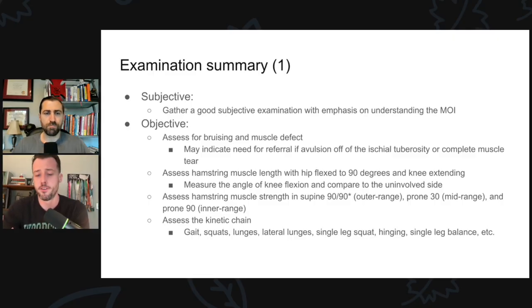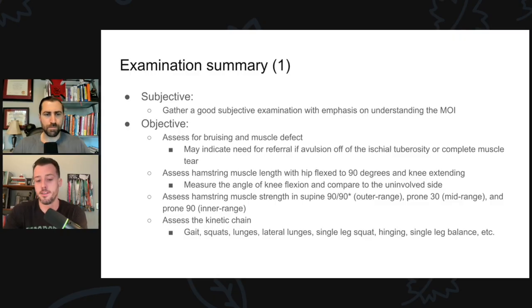If it is very close to the ischial tuberosity and we're concerned of an avulsion, we do want to send to a doc to get it looked at. Or if we're concerned that they had a complete muscle tear, and like Dan and I were saying, this is something that may need surgical intervention sooner rather than later, we want to be confident in referring them. The muscle strength, we do want to assess.